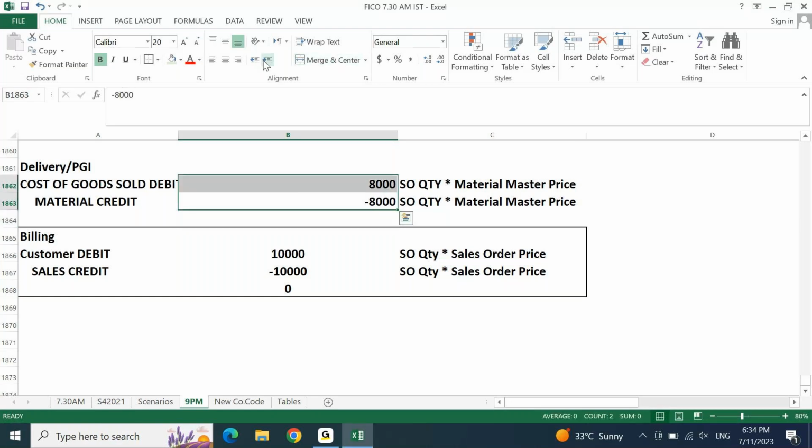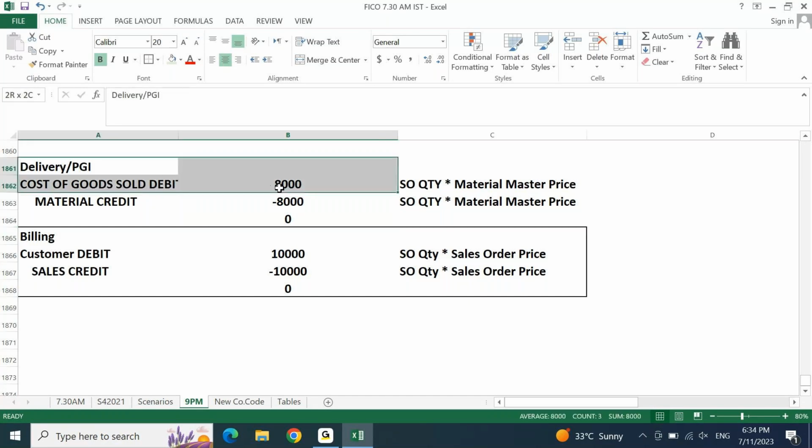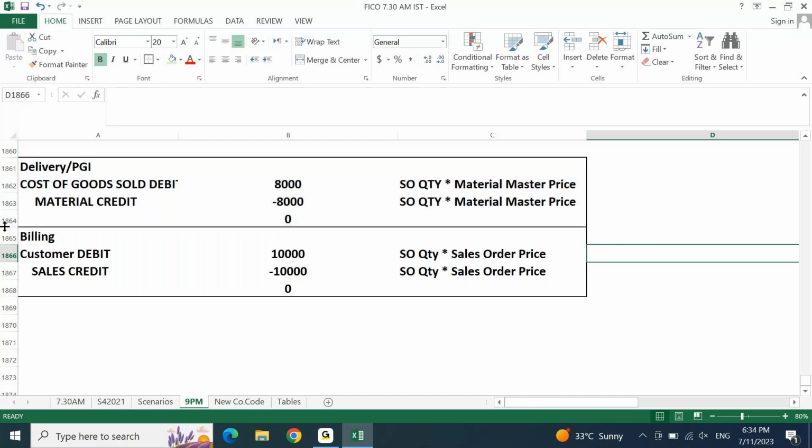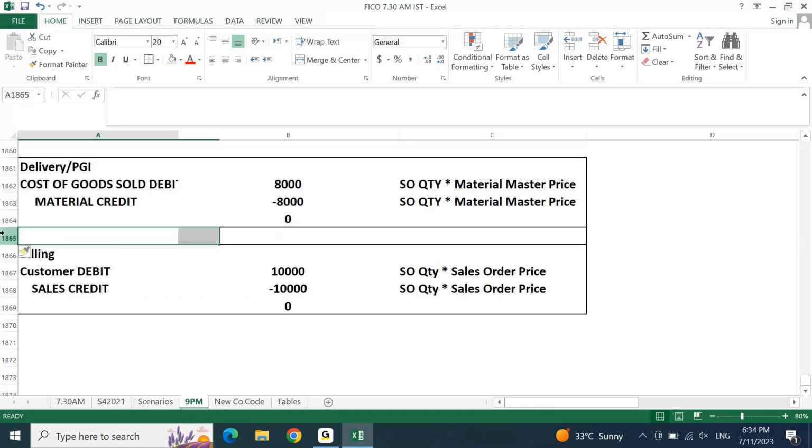If I take these two and do a sum, this is also becoming 0. This is the accounting entry for your delivery or PGI. Now, any question on this accounting entry, from where the amount is getting picked up? Any doubt or question on this?